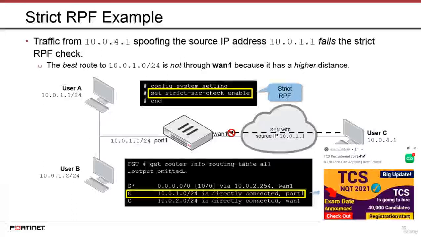Remember, the default distance value for directly connected routes is 0, which is lower than the default route's distance value of 10. Although strict RPF is more secure, it can cause false positives if you use dynamic routing. Dynamic routes can change quickly. They could cause FortiGate to drop legitimate packets each time the preferred route changes. In general, it is recommended to use loose RPF in combination with firewall policies that block spoofed traffic instead of using strict RPF for that purpose.